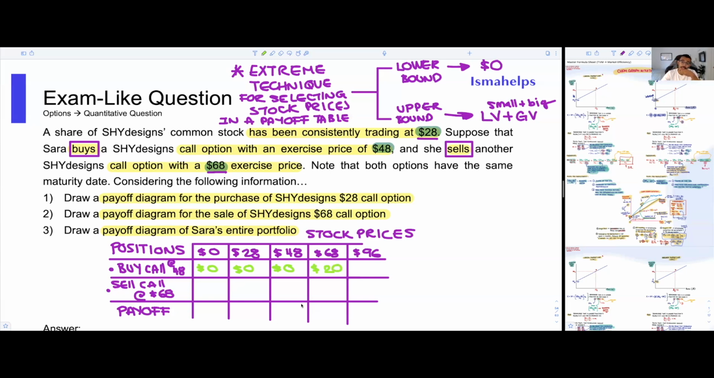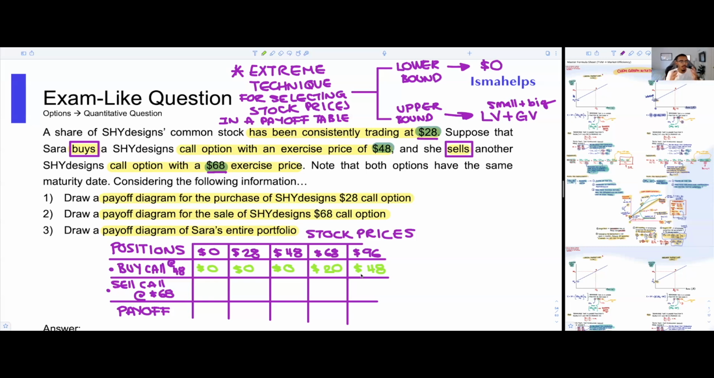Now, if it's $96, the same idea applies, and it's going to be simple. It's going to be $48. It's going to be our payoff. Okay, so that's if we have a call option that we purchased that we could exercise within a set of different potential stock prices. But now let's look at the call at $68.